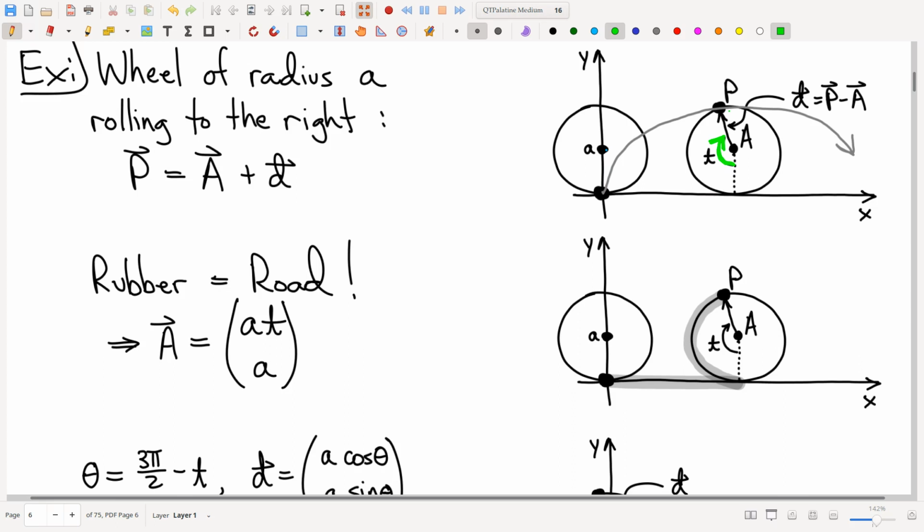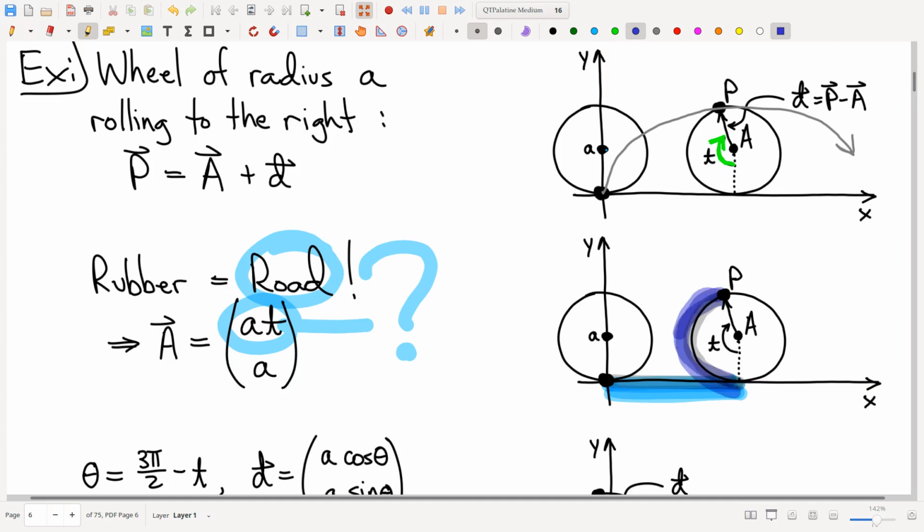And that said, here's the foot in the door to help us understand the x-coordinate. This x-coordinate right here, where does that come from? Well, that x-coordinate is the amount of road that has touched rubber. And the clever insight is that the amount of road that has touched rubber equals the amount of rubber that has touched road.